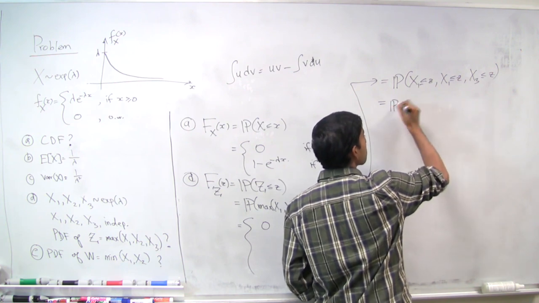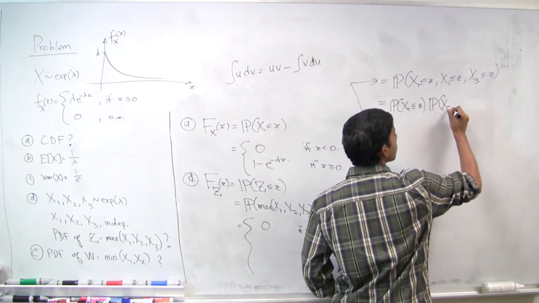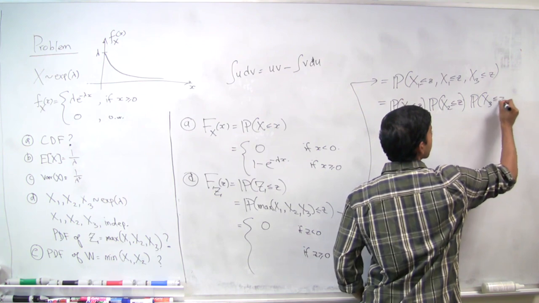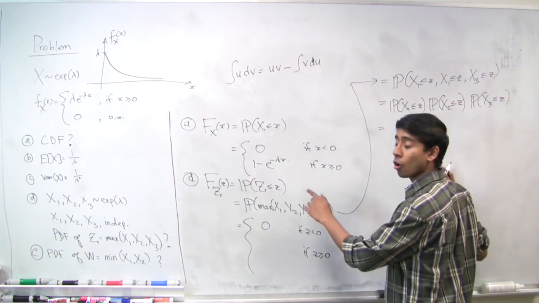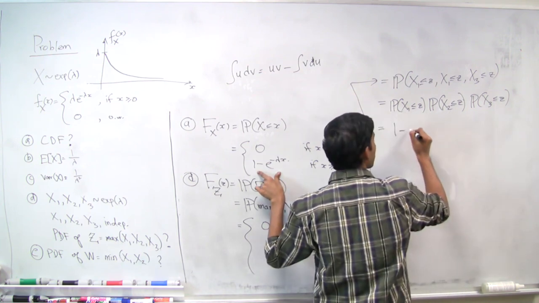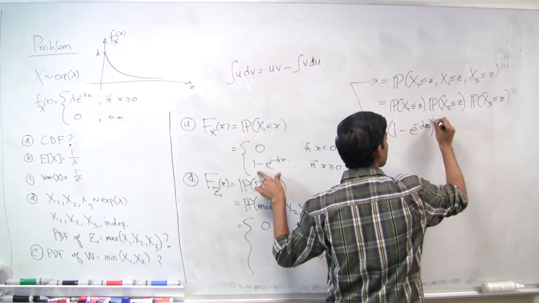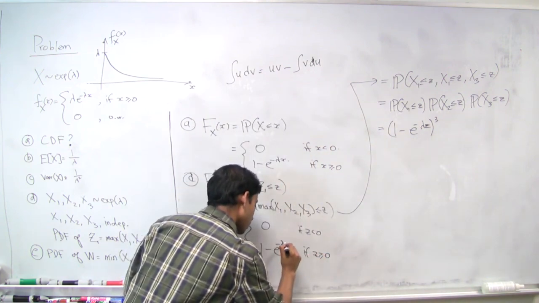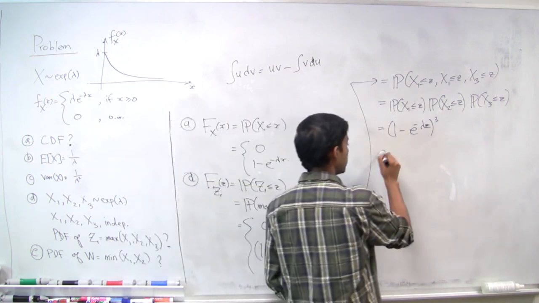By independence, we can break this up. All right, and we get, these are all CDFs of the exponential, and they all have this form. So it's just going to be 1 minus e to the minus lambda z, cubed. Okay, so plug this in here, and then try to take the derivative to get the PDF.